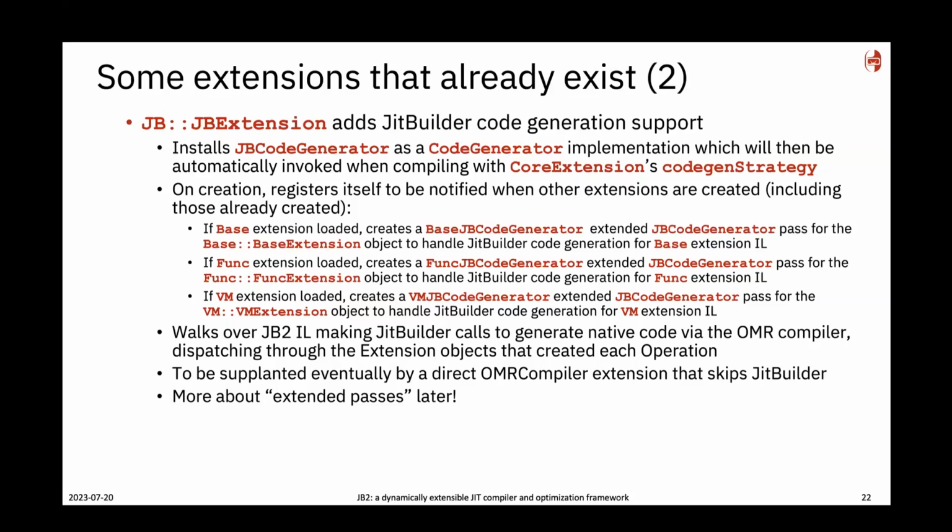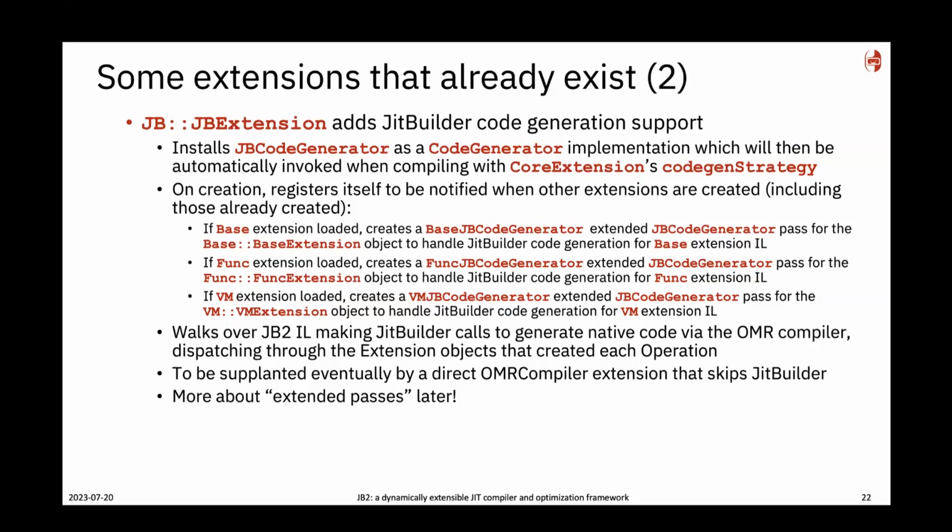But the first thing that it does is it creates a code generator. So code generator is something that's defined in the core of JitBuilder 2, but it doesn't do anything. It just defines an API. So the first thing it does is it actually creates a real code generator object, a JB code generator object, and installs that as the one that gets dispatched.